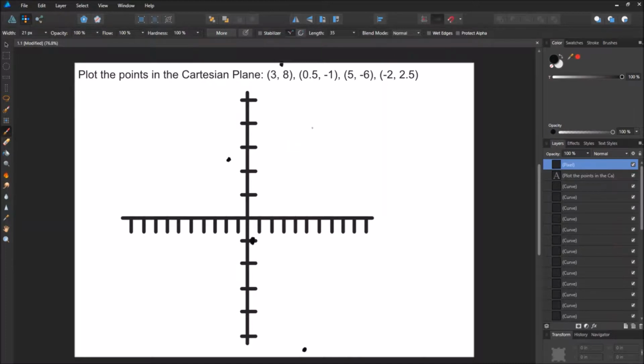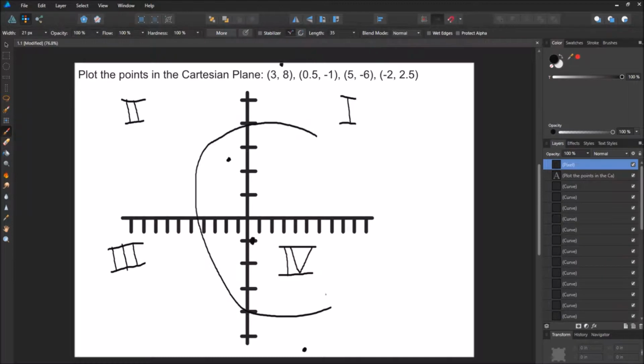And if it ever asks you to identify which quadrant a point is in, this is what you need to remember. This quadrant is quadrant 1, this square right here, or this L shape right here. This quadrant is quadrant 2, this backwards looking L right here. This quadrant is quadrant 3 right here. And then this quadrant is quadrant 4. So it goes like that, counterclockwise.